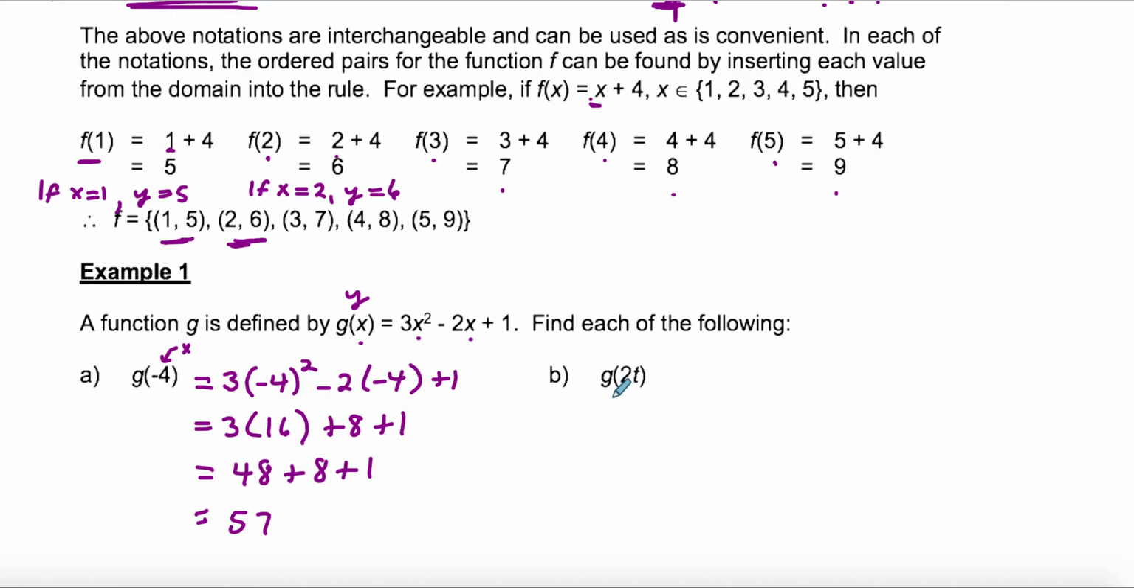This one is obviously a little harder. What if our x becomes a 2t? This is what you sub in for x. So we're going to go 3, and then 2t is going to become our x. Whatever is in here is what becomes substituted in for x.